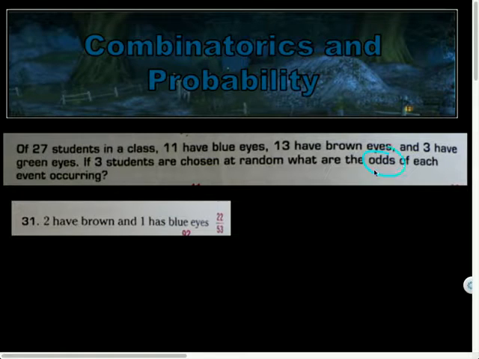Don't forget the odds. So of 27 students in a class, man, I remember when my classes were that big. I don't envy that day. 11 have blue eyes, 13 have brown eyes, and 3 have green eyes. If 3 students are chosen at random, what are the odds of each event occurring?